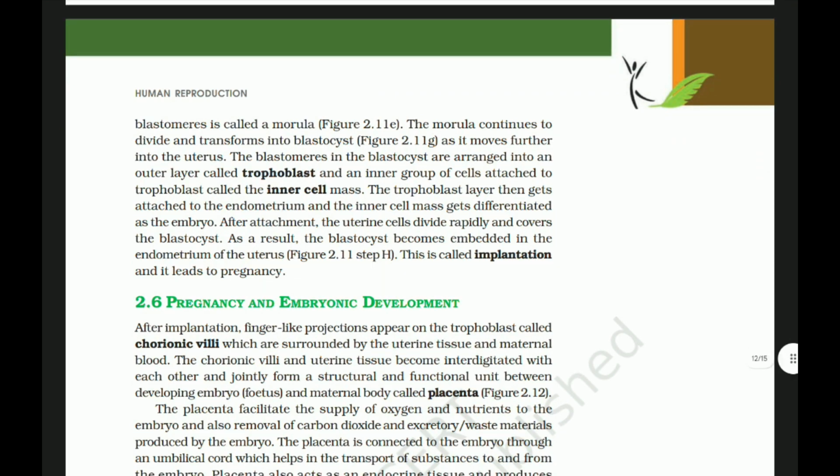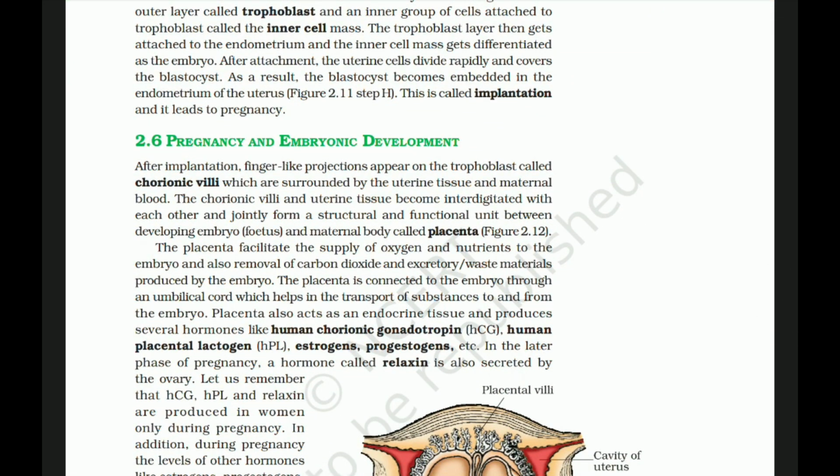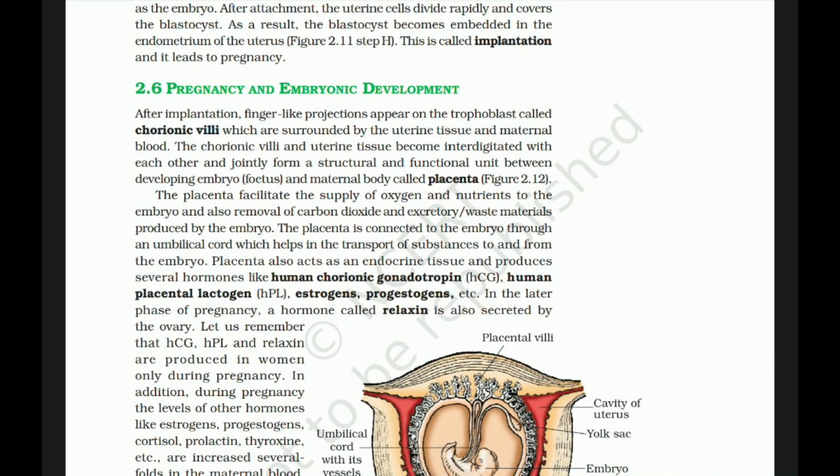2.6 Pregnancy and embryonic development. After implantation, finger-like projections appear on the trophoblast called chorionic villi, which are surrounded by the uterine tissue and maternal blood. The chorionic villi and the uterine tissue become interdigitated with each other and jointly form a structural and functional unit between the developing embryo, fetus, and maternal body called placenta. Figure 2.12. The placenta facilitates the supply of oxygen and nutrients to the embryo and also removal of carbon dioxide and excretory waste material produced by the embryo.